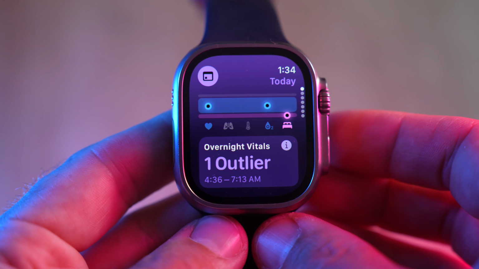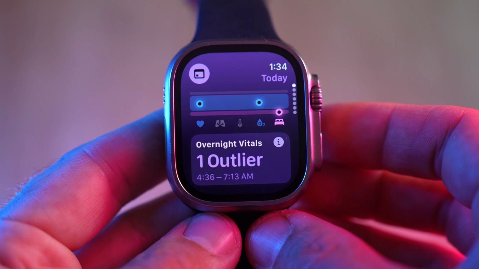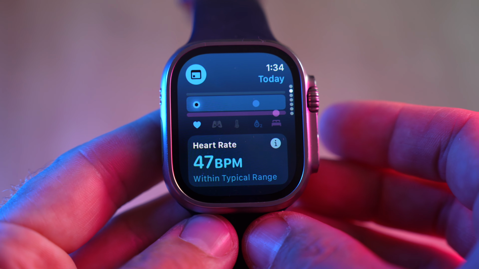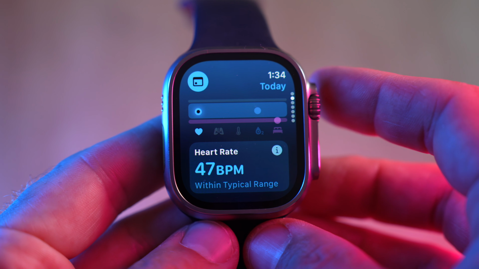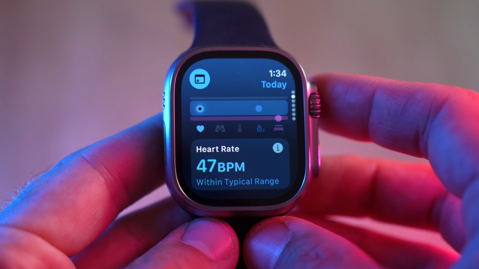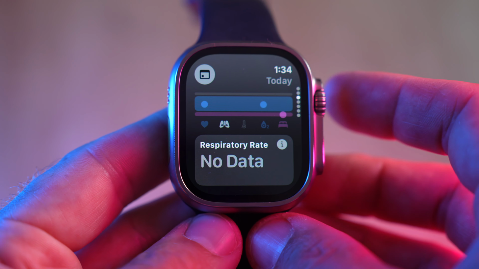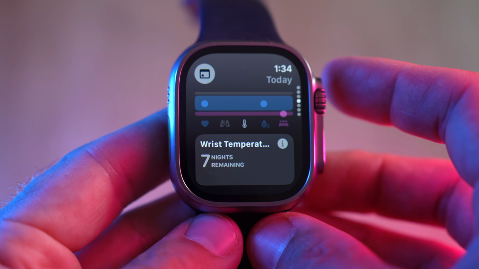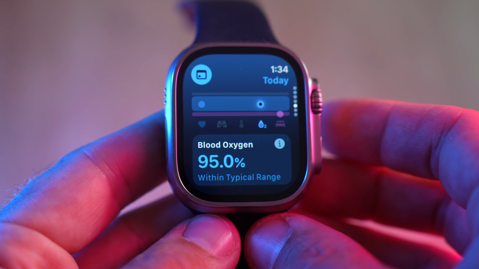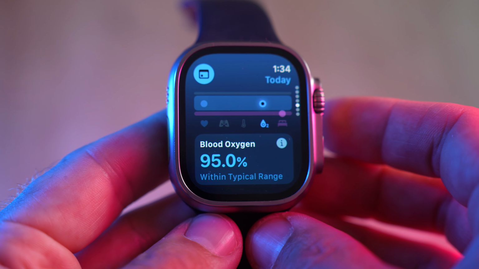Okie dokie, now that we've talked about training load and effort rating, let's talk about the other half of the equation here, and that is the new Vitals app. The new Vitals app is a way of measuring your overnight metrics, including your blood oxygen saturation, your overall sleep duration, your resting heart rate, and your respiratory rate. And again, which metrics you get will depend on what watch you have and what sensors are available on it.